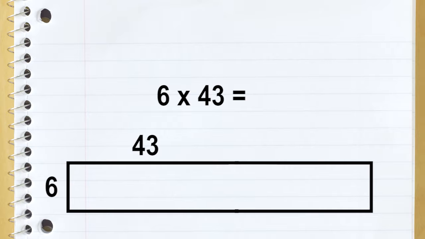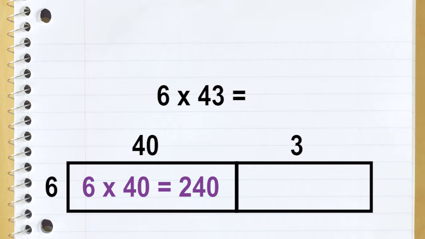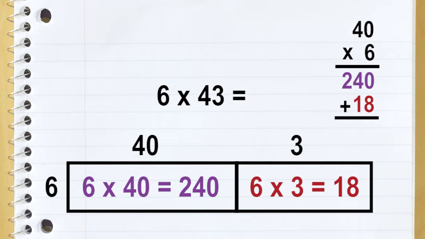Next, let's decompose or break apart the factor 43 into 40 and 3. We are separating the tens and ones. Draw a line in the rectangle to separate the tens and ones. Now calculate by multiplying 6 times 40 equals 240 and 6 times 3 equals 18 and adding the partial products for a total of 258.